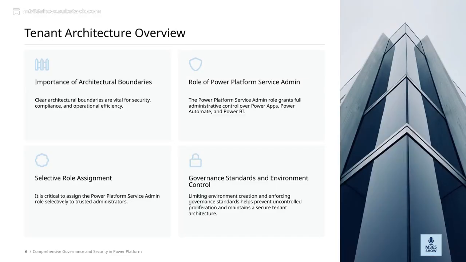Now, let's take a closer look at the importance of comprehensive governance and security within the Power Platform. Limiting environment creation and enforcing governance standards are essential practices. They help us prevent uncontrolled proliferation of resources, which can quickly become unmanageable, and they play a crucial role in maintaining a secure tenant architecture.